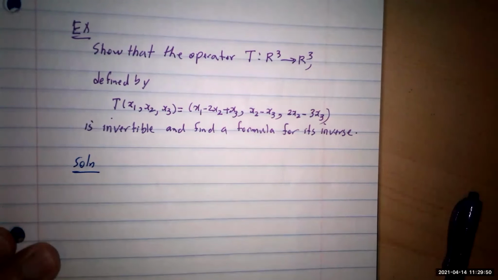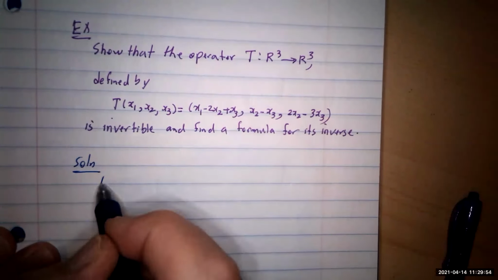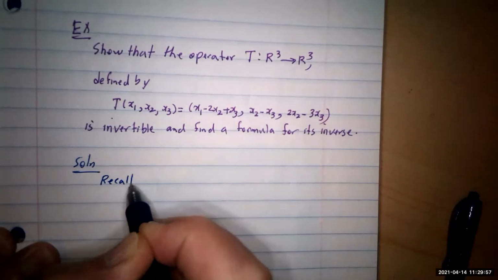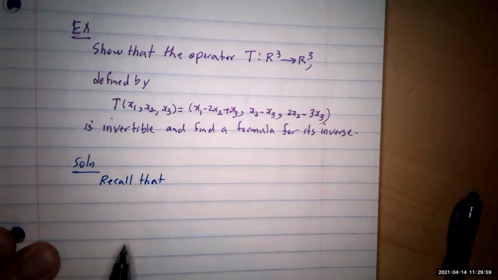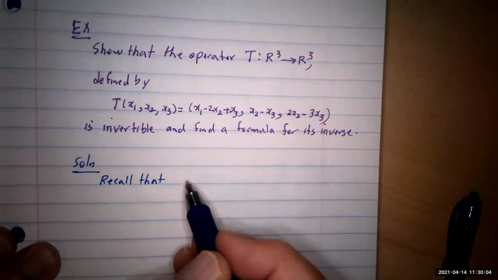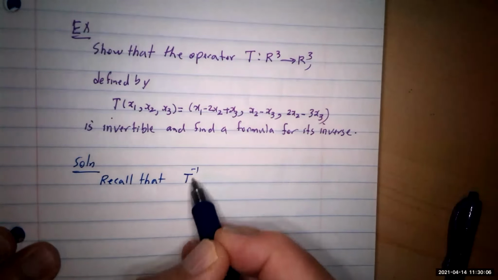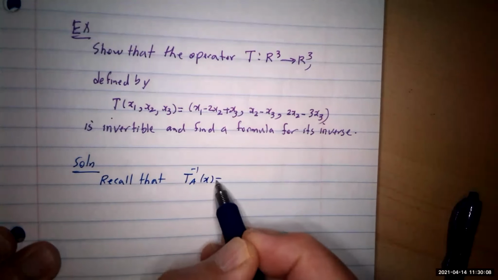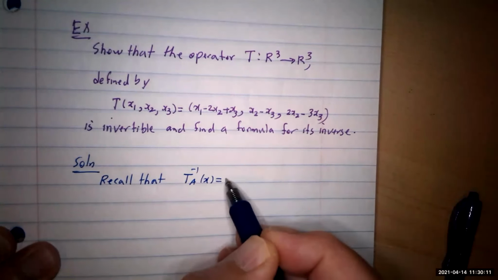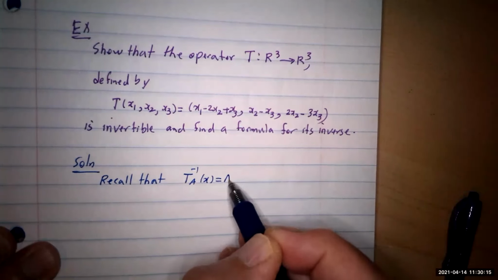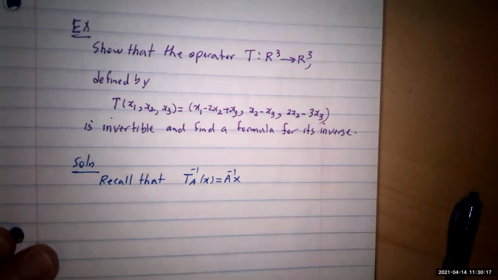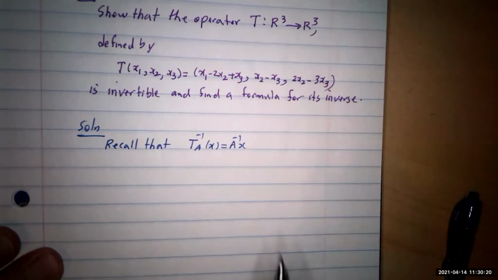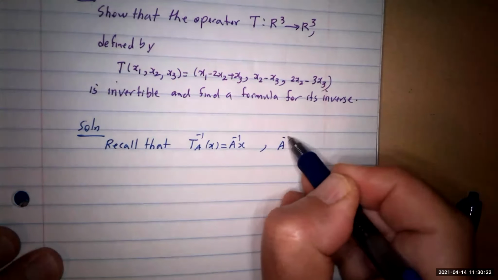You are going to work on the associated matrix. So find the matrix. We just remind you: recall that if you want to find the T inverse of A of X, it's the same as T A inverse, which is A inverse times X. So the question is, what is A inverse?